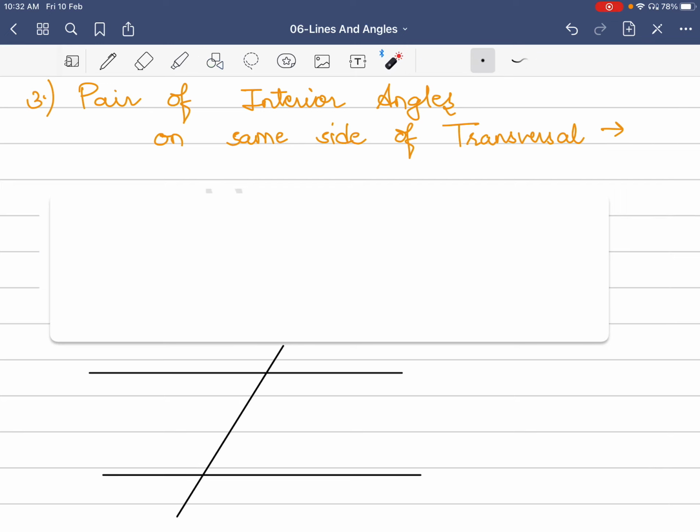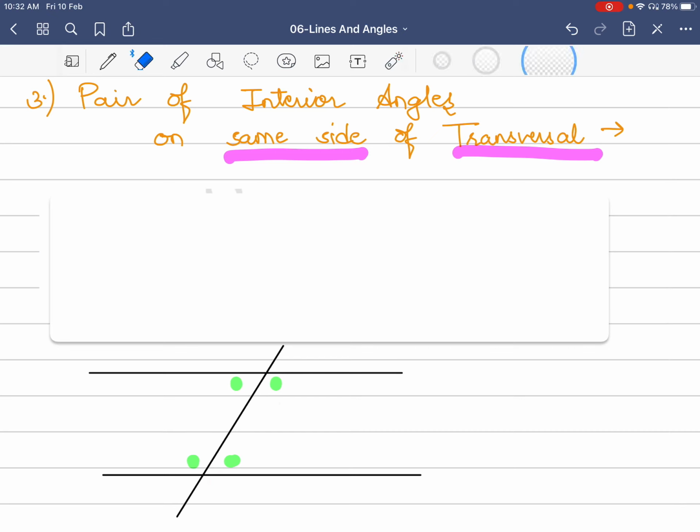Okay, now they are talking about interior angles. So let's first mark the interior angles. So these are our four interior angles. Okay, now these are not random interior angles. These are the interior angles that lie on the same side of transversal. In fact, let's highlight it. Same side of transversal, which means these two, okay, and these two.